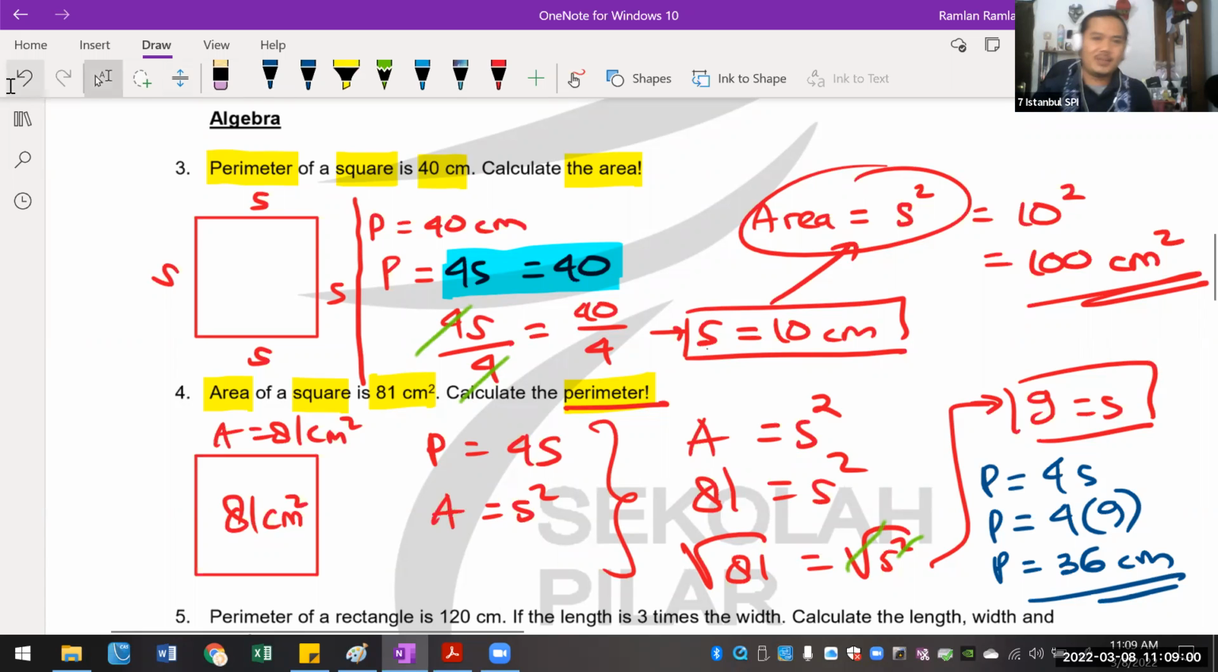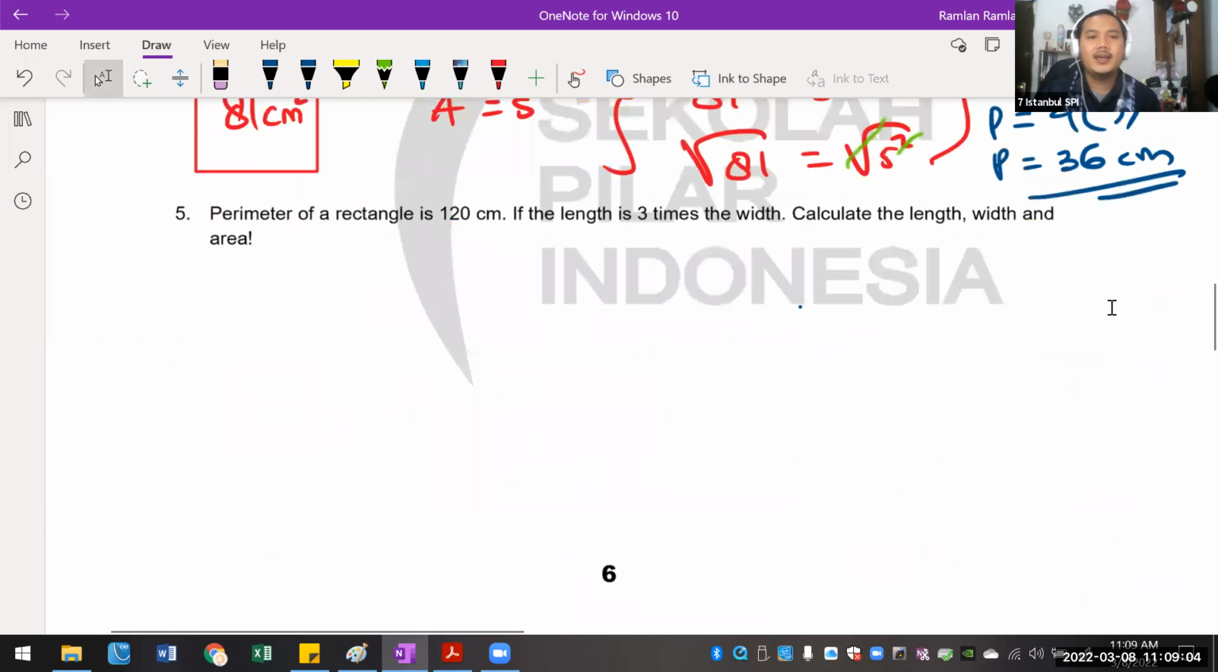Oke, lanjut. Number 5. Let's go to the last example for today. Here we go. Perimeter of a rectangle is 120. If the length is 3 times the width, calculate the length, the width, and the area. So we have a lot of questions here. You need to find the length, the width, and the area. Oh my goodness, there are so many questions.